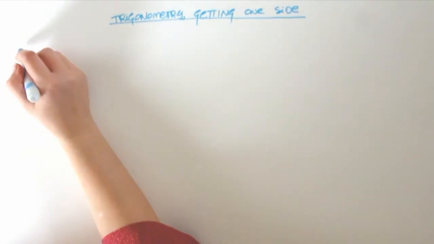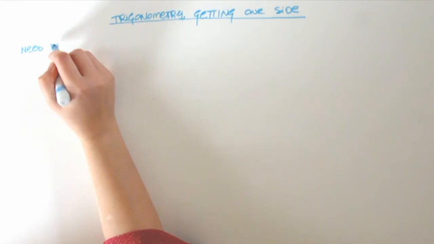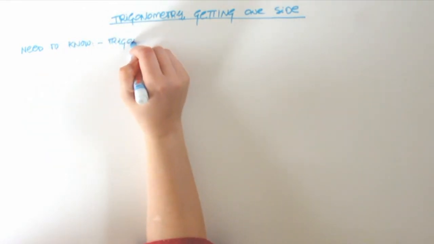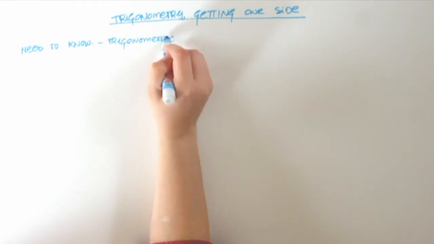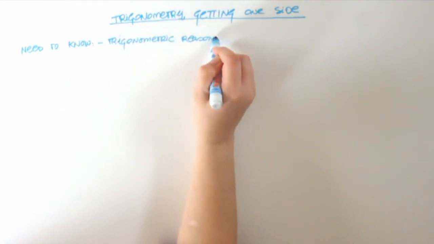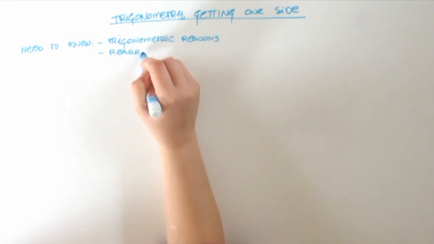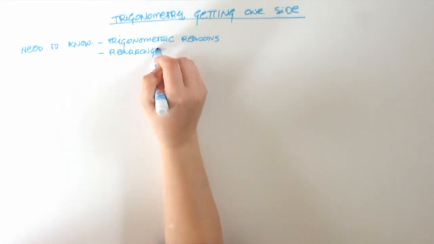Before starting, there are a couple of things I need to know. I need to know my trigonometric ratios, sine, cosine and tangent, and how to rearrange. If I need help on how to rearrange, there will be videos about it somewhere.